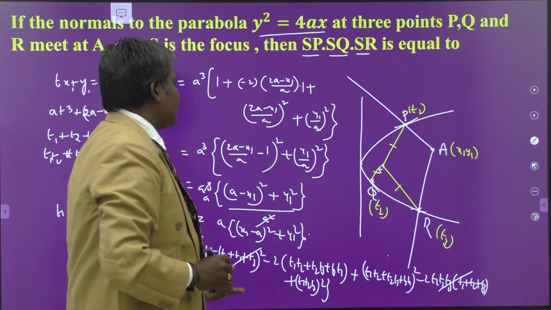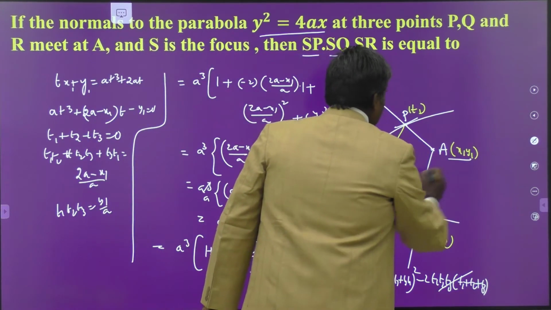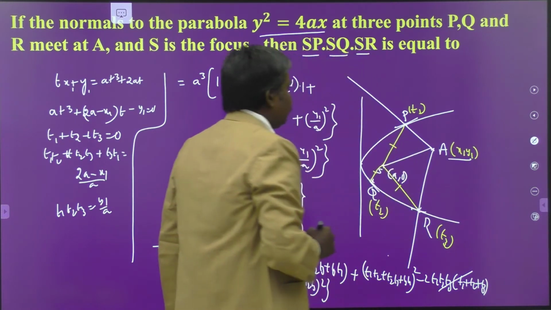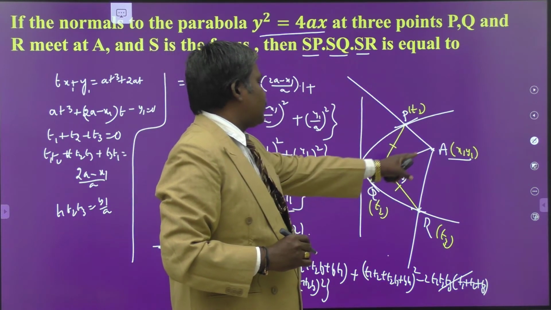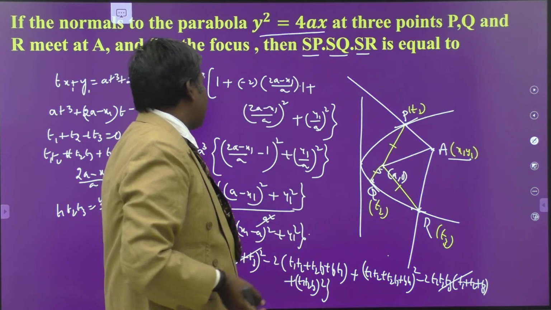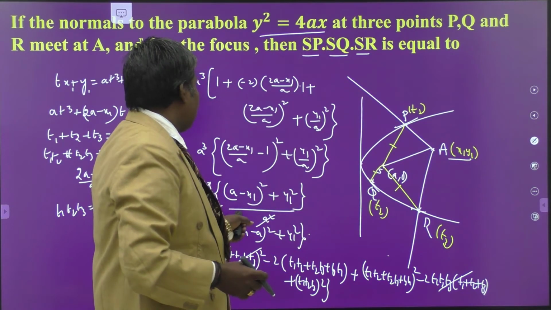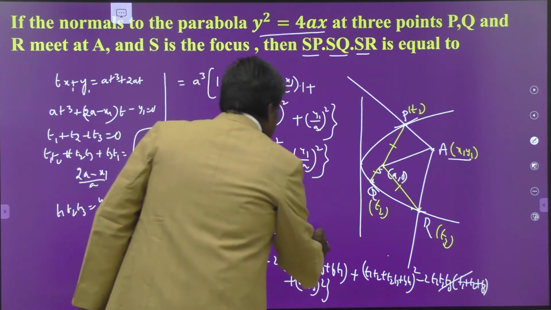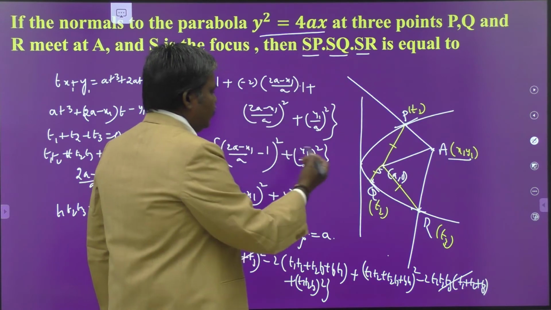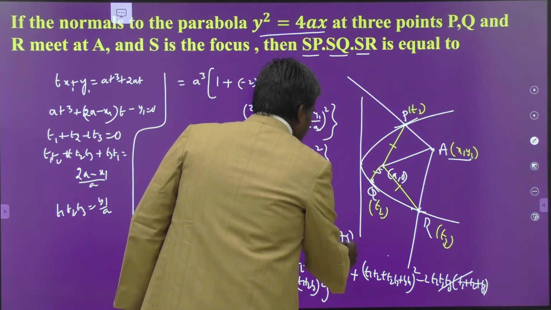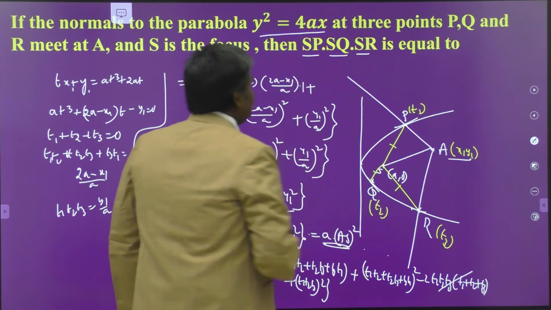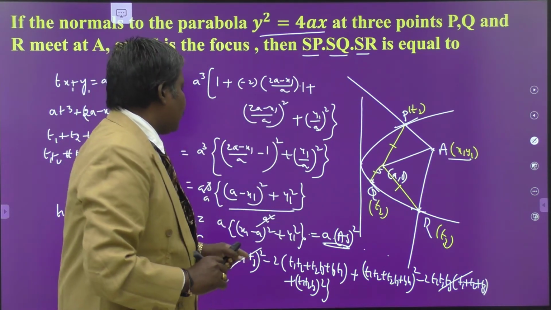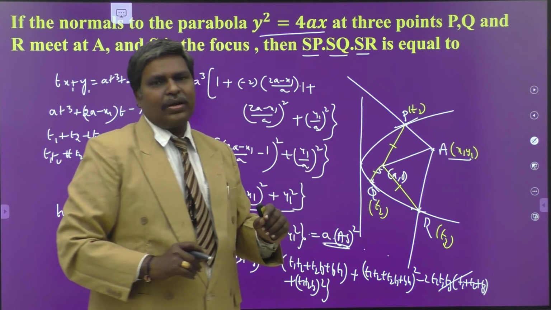But my dear students, observe that this is x1, y1. These are the coordinates of S, that is a comma 0. What is the distance from S to A? Root of (x1 minus a) whole square plus (y1 minus 0) whole square. What is its square? (x1 minus a) square plus y1 square. So this can be written as a times of AS square. This is the result. So therefore SP into SQ into SR becomes what? a times of AS square.